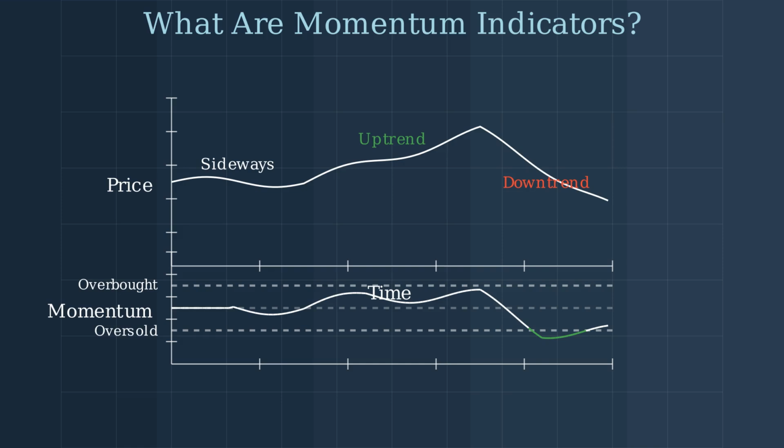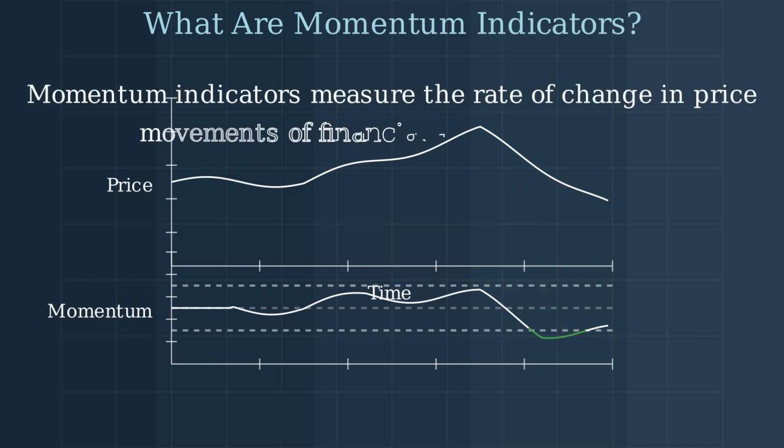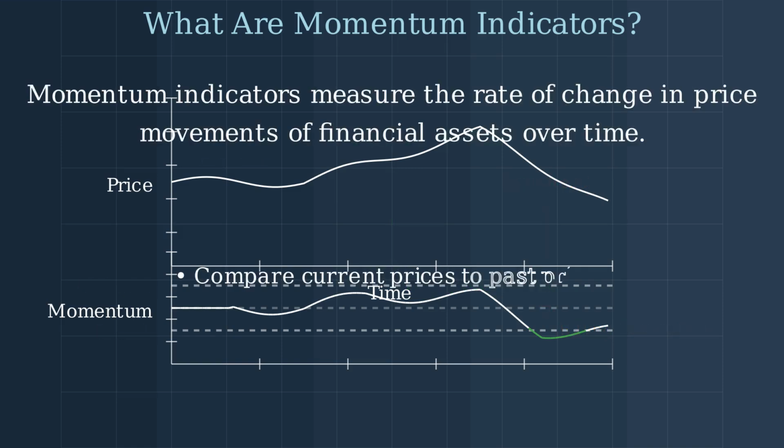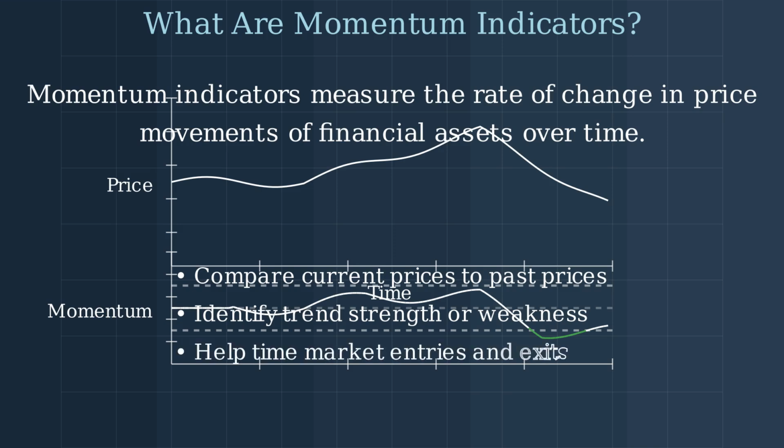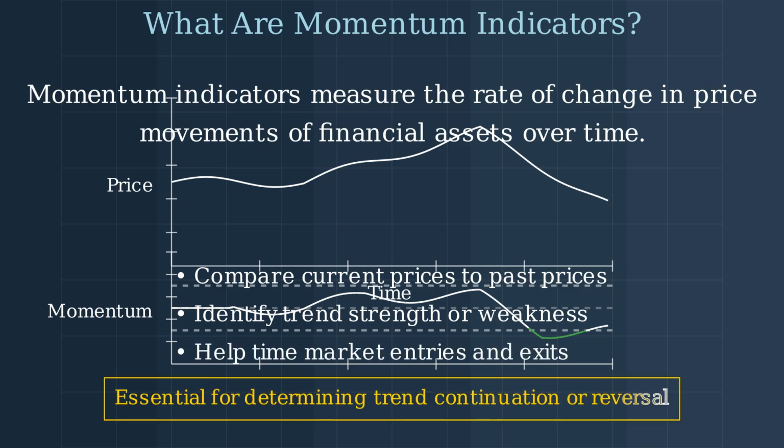Let's see how a momentum indicator responds to these price movements. As you can see, when prices trend upward strongly, momentum rises into the overbought region. When prices fall sharply, momentum drops into the oversold region. Momentum indicators are essential for determining whether a trend is likely to continue or reverse, providing valuable insights for timing market entries and exits.